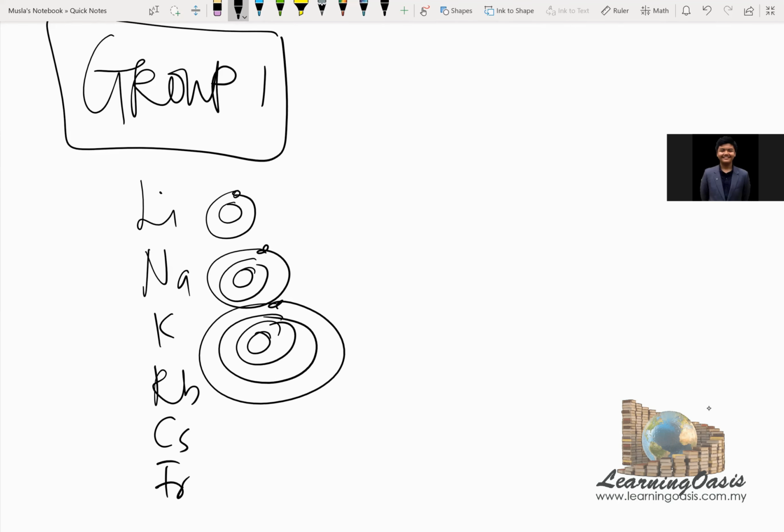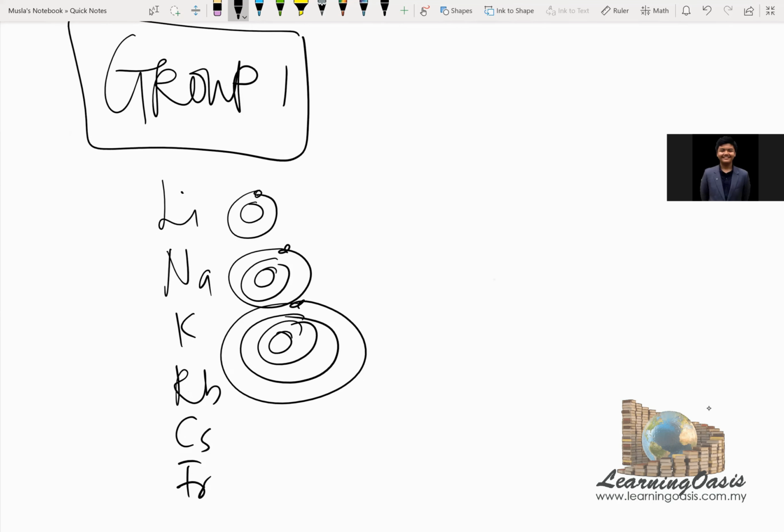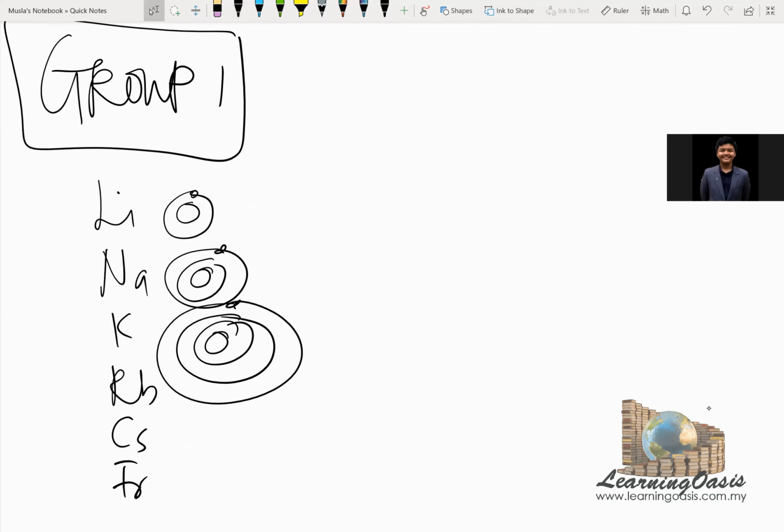You see, as you go down, the number of orbitals increases, and the size of the atom increases. Now, as you go down, physical properties. What happens to the melting point and boiling point? Increase or decrease?